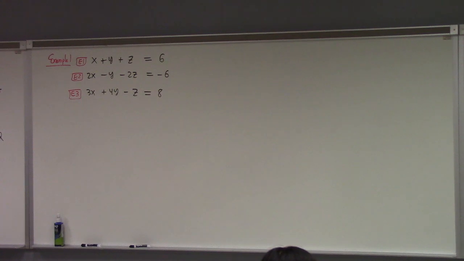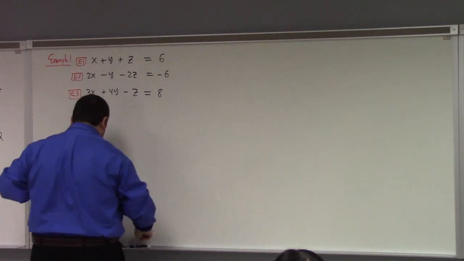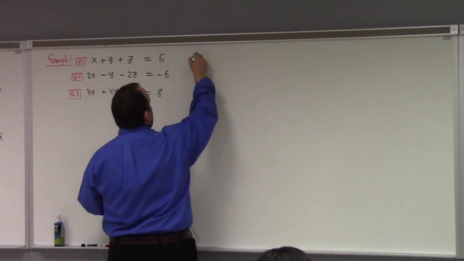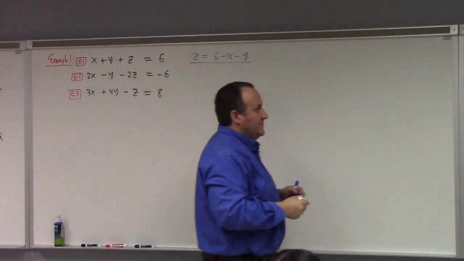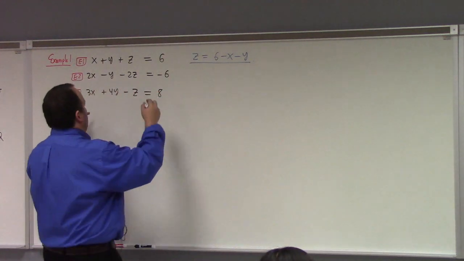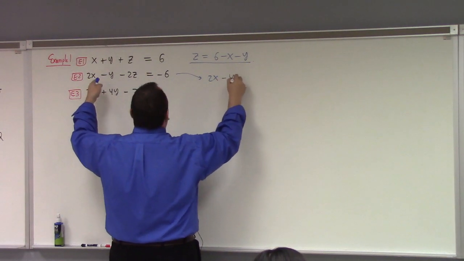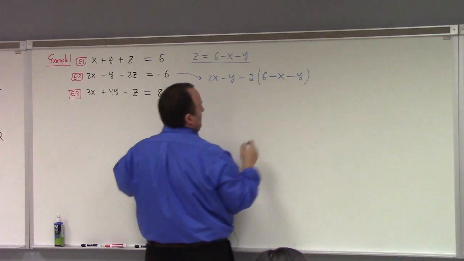So okay, strategy. Step number 1, solve for z. Solve equation 1 for z. Can you guys tell me what it is? What do we got? 6 minus x minus y. Very good, we have a winner. At this point, we have achieved step 1. Now step 2, plug the formula for z into equation 2. So equation 2, here we go. Plug that into here. So we have 2x minus y minus 2 times parentheses 6 minus x minus y. That's step 2.